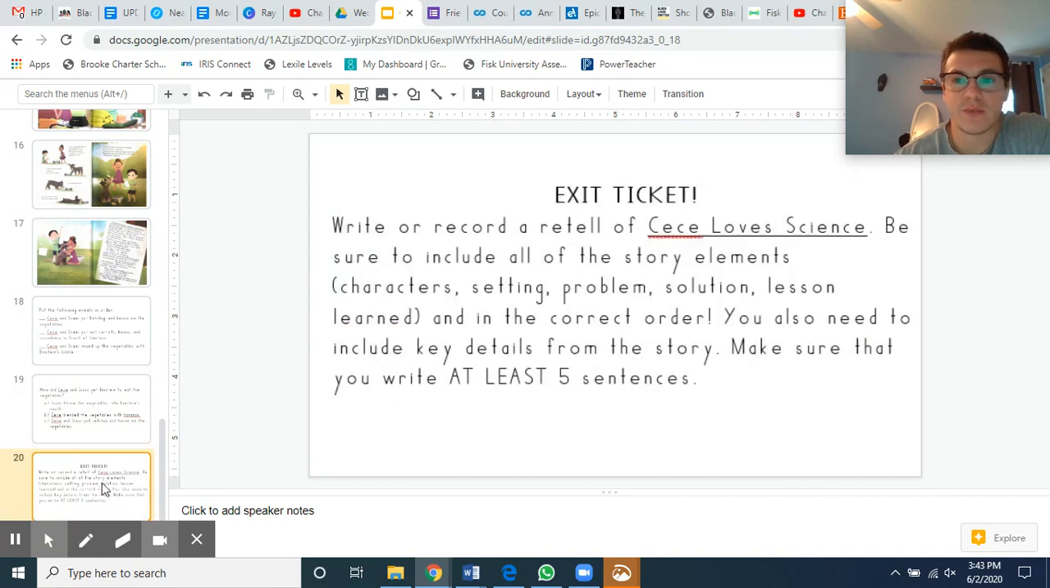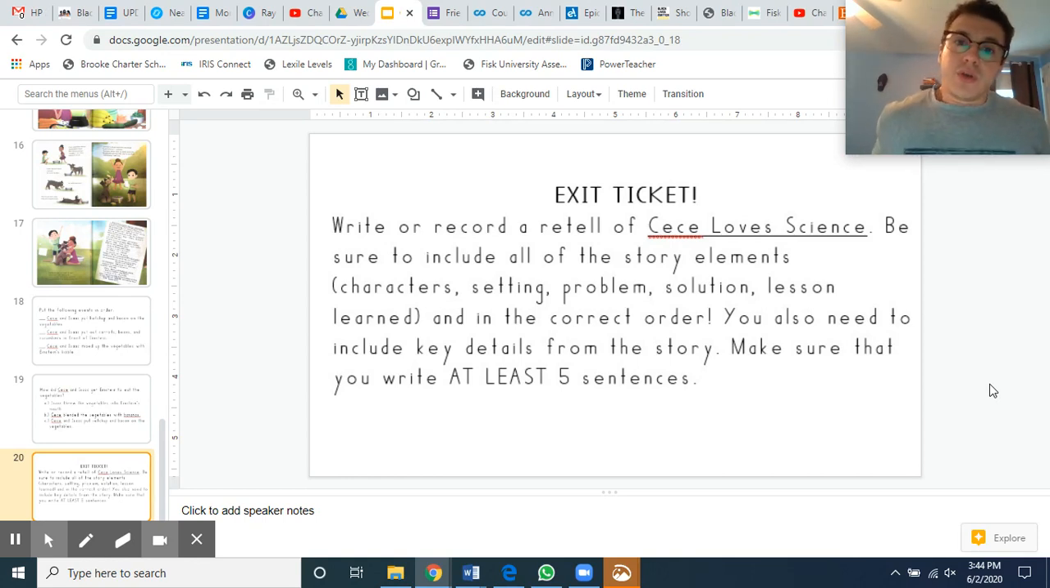All right, now we get to move on to the exit ticket. Because we've read the entire story now, you are going to write or record a retell of Cece Loves Science. So remember, on Seesaw, you can record your voice, either reading what you wrote for your retell or just retelling the story. If you prefer to write it, you can also just take a picture of it and post it just like you do with your exit tickets usually.